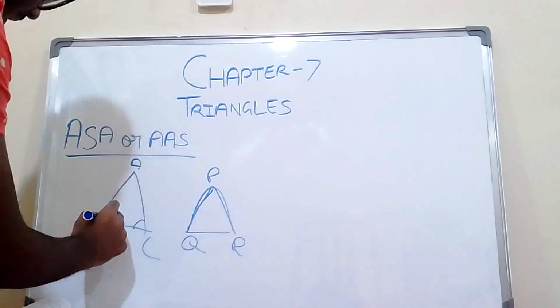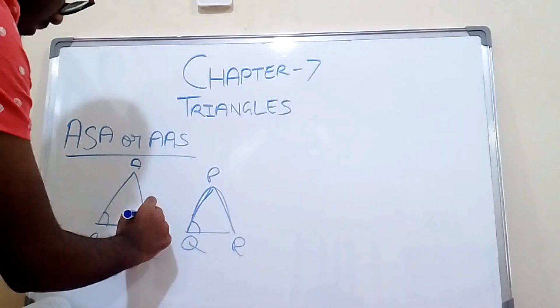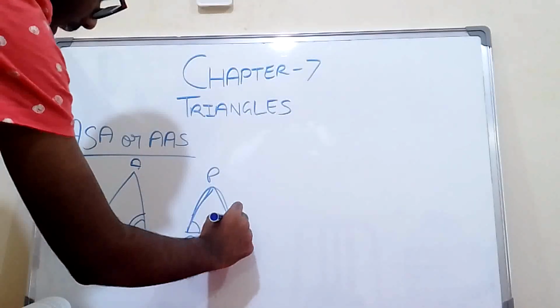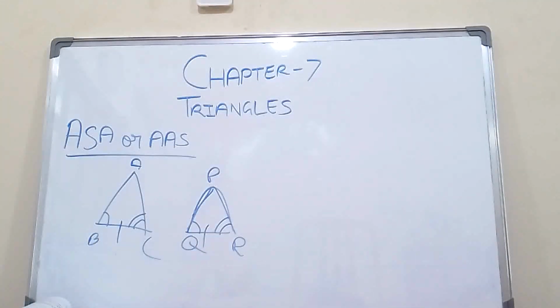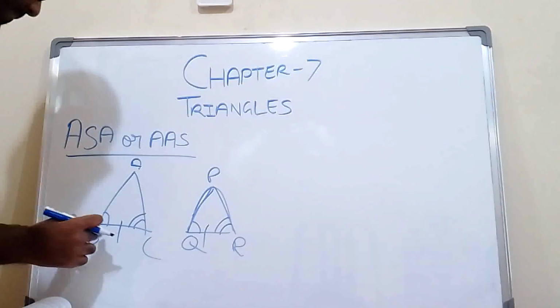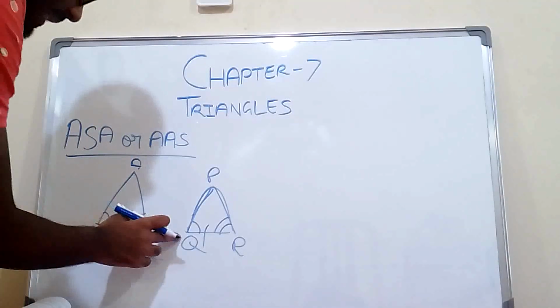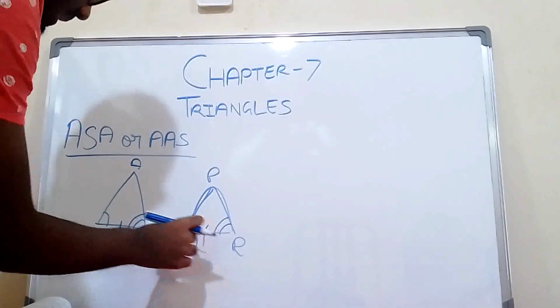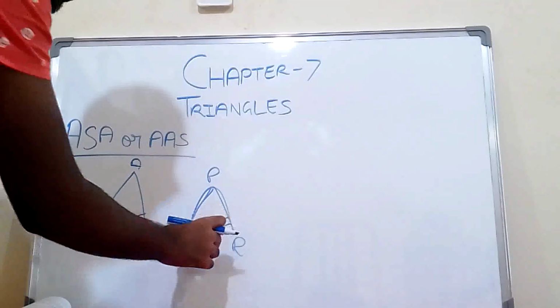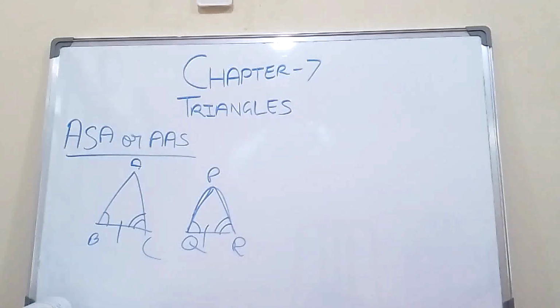and we are given that angle B equals angle Q and angle C equals angle R and BC equals QR, which means that the two triangles are equal, because ASA means angle B is equal to angle Q, angle C is equal to angle R, and the side in between the two angles, the included side BC, is also equal to the included side QR. So this is called ASA.